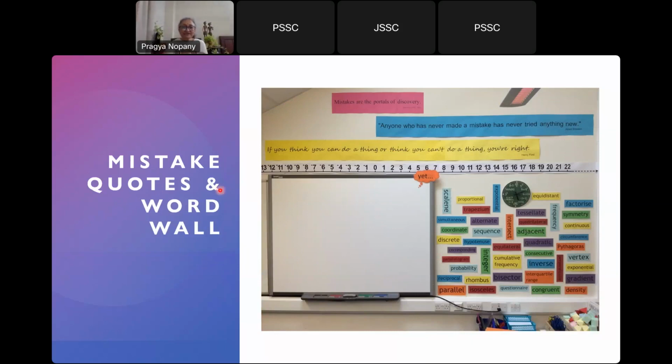Then you have mistake codes and word wall. So why are they there? Because children sometimes get very disheartened with maths. So just to boost up their morale, these are some of the quotes. Mistakes are the portals of discovery. Anyone who has never made a mistake has never tried anything new. This is by Albert Einstein.